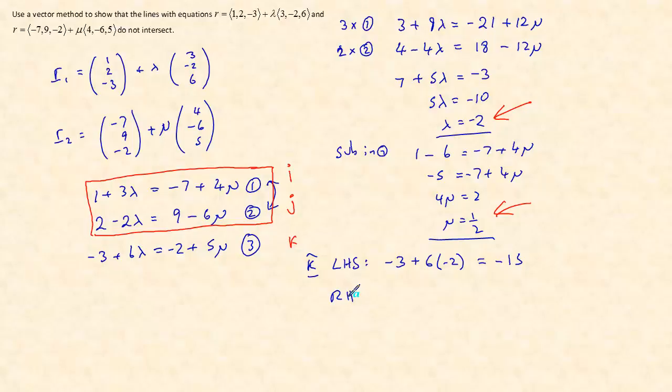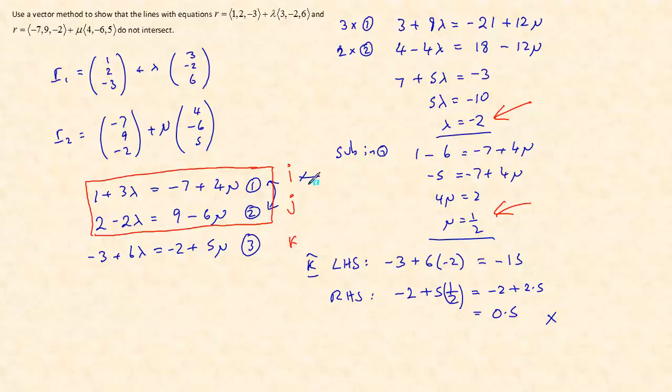which is -15. Now let's look at the right hand side. That's going to be -2 plus 5 times a half. So that's -2 add 2.5, which is 0.5. So these are not equal, and therefore the lines don't intersect.